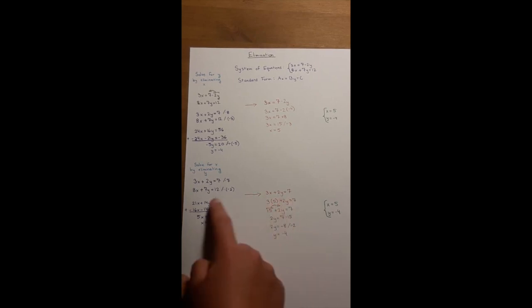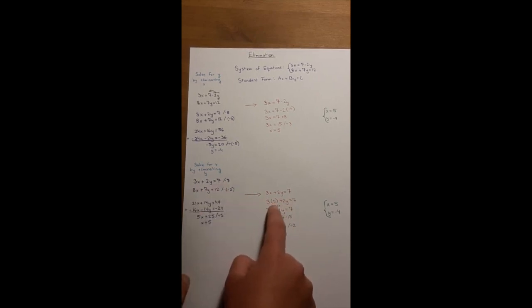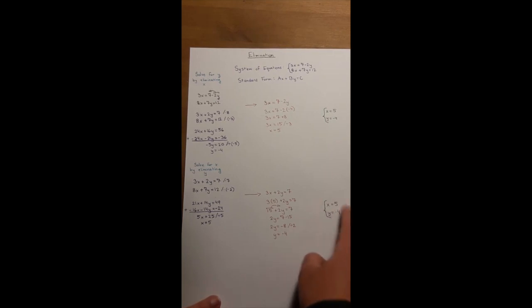Then we get this equation right here, and we plug in our x from there, and we move over 15. Then we subtract, and we divide both sides by 2, and then we get y equals -4. So the solution is x equals 5 and y equals -4.